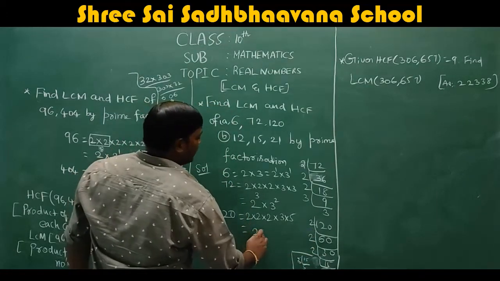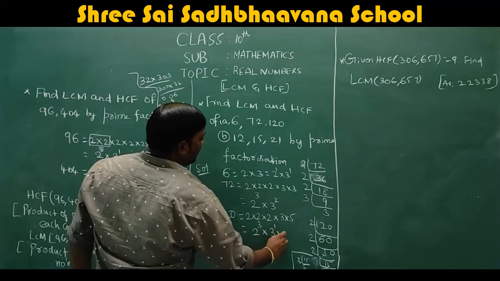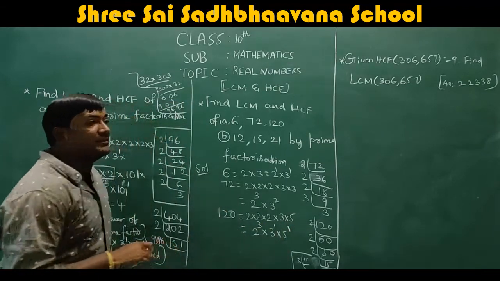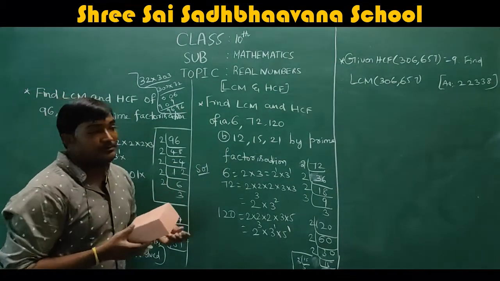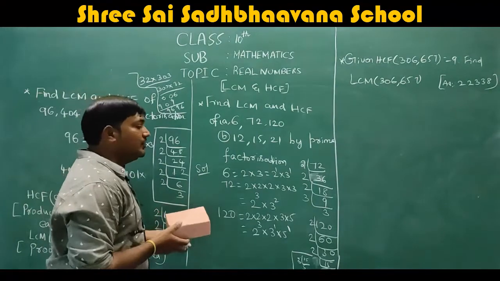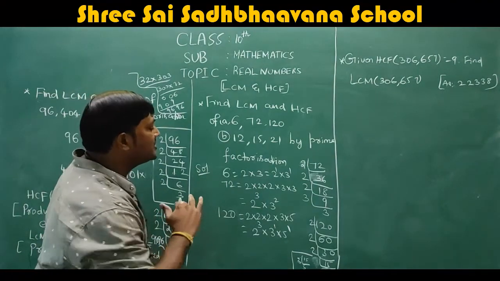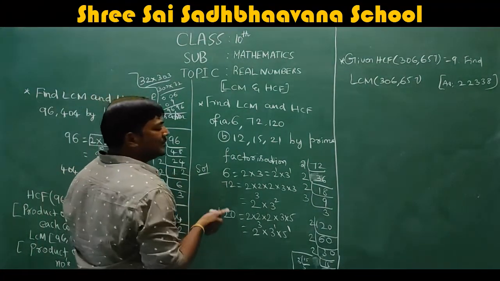So this can be written as 2 cube into 3 power 1 into 5 power 1. If a factor is not repeated, just write power 1. That is the one important thing you have to understand. I'll just explain. We just write this in terms of its prime factors.